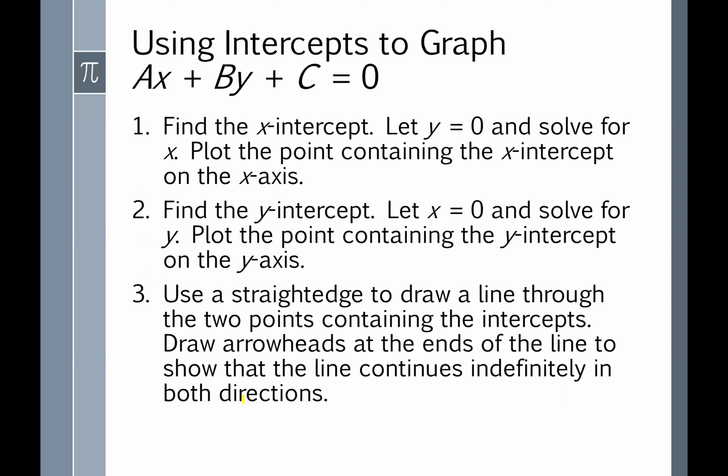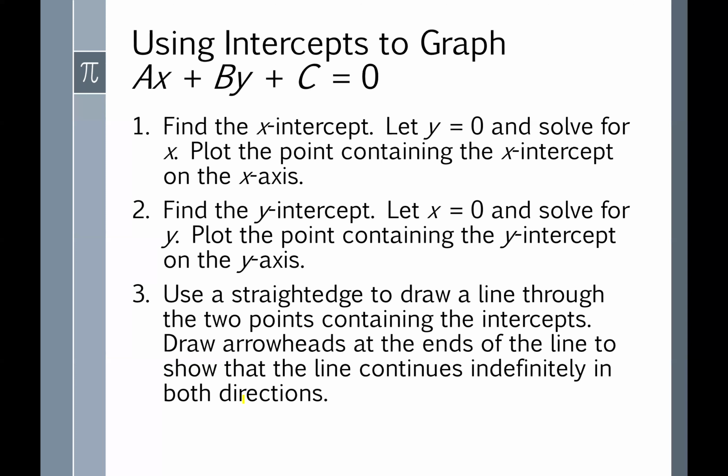To find the y-intercept, you set x equal to 0. Because if you're on the y-axis, x is equal to 0. The x-coordinate is 0 on the y-axis. And you solve for y. Then you have 2 points. You have the x-intercept, you have the y-intercept. You plot those and you draw a line.